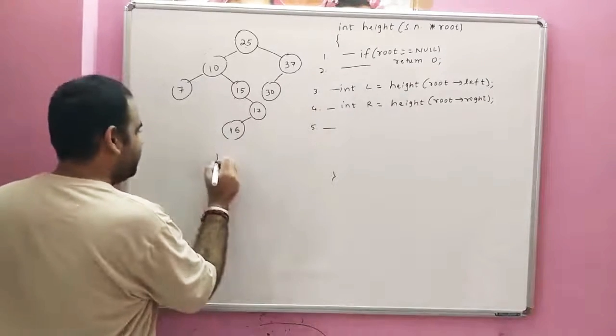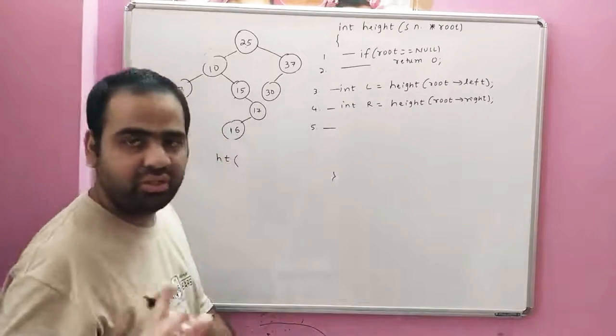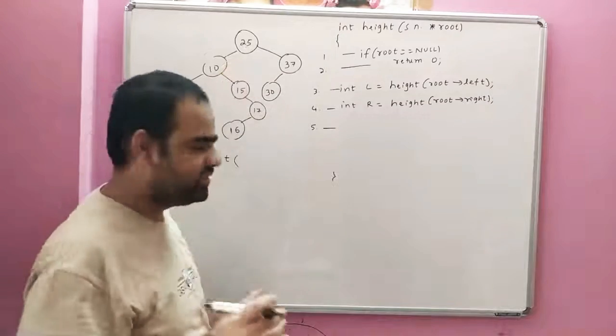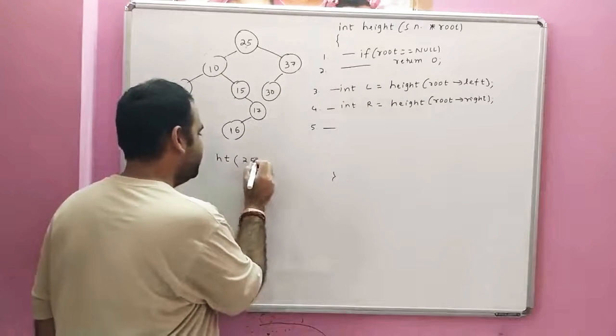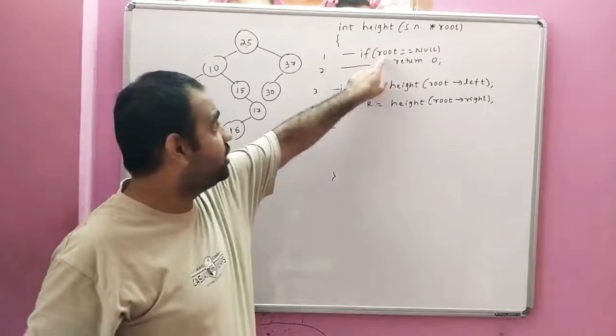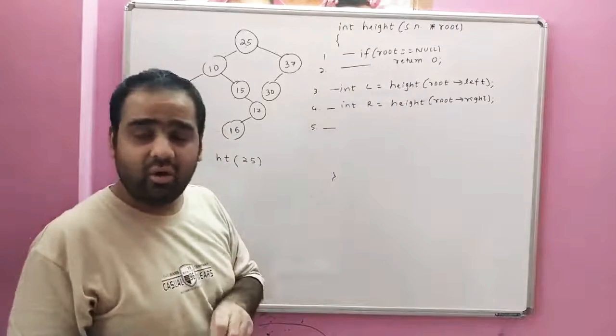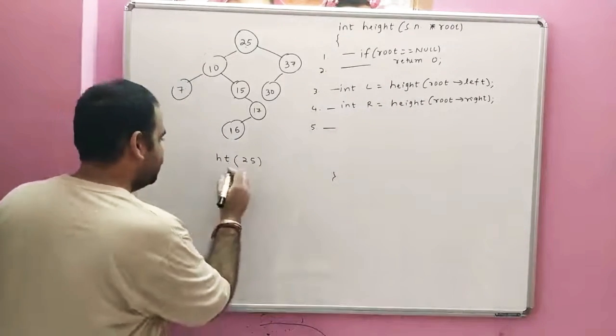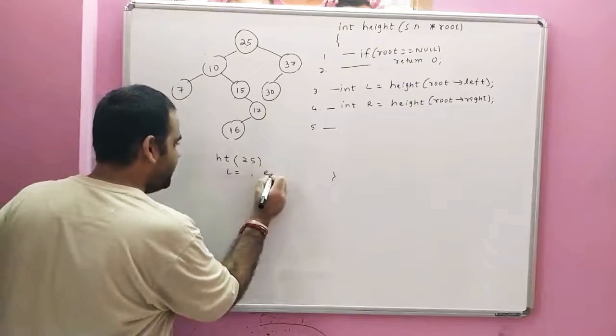Now we call the function height of root. Of course root is an address, but as of now I just take 25 itself to be the root. Yes, 25 is root. Is root equal null? No. Now how many local variables are there? There are 2 local variables, L and R.